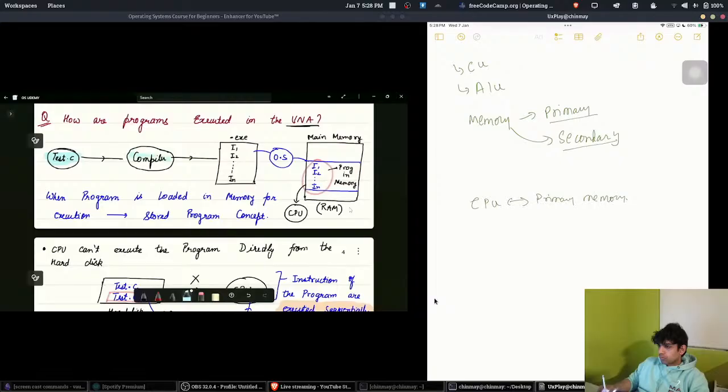The C file is passed to the compiler. The compiler converts it into executable form, that is, in the form of instructions I1, I2 till IN. Let's say there are n instructions. Now this whole set of instructions is passed on to the operating system. What does the operating system do here? It loads the .exe file into the main memory. This is an important part.